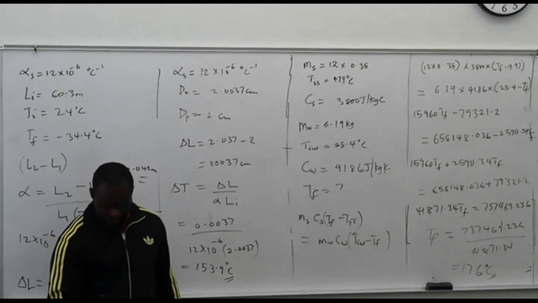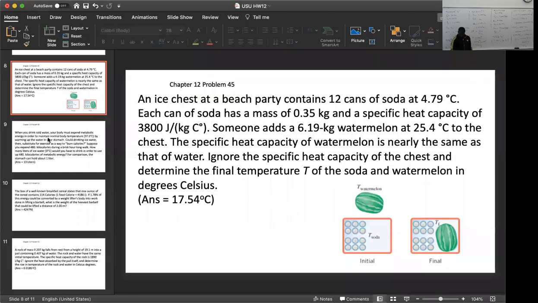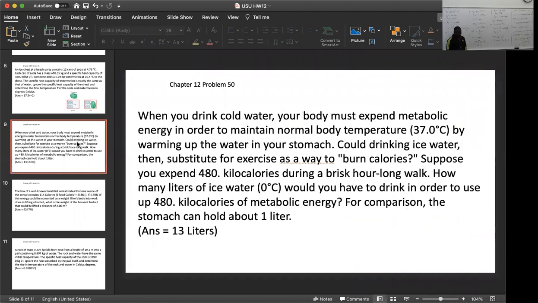So let's share our screen again. So that was chapter 12, problem 45. Now we're going to chapter 12, problem 50. It says, when you drink cold water, your body must expend metabolic energy in order to maintain normal body temperature by warming up the water in your stomach. Could drinking ice water then substitute for exercise as a way to burn calories? Suppose you expend 480 kilocalories during a brisk hour-long walk. How many liters of ice water would you have to drink in order to use up 480 kilocalories of metabolic energy? For comparison, the stomach can hold about 1 liter.